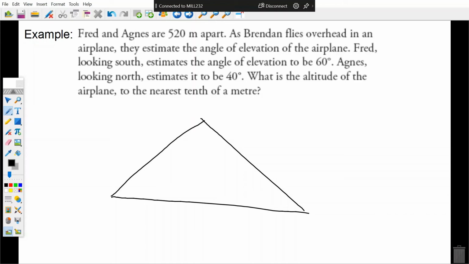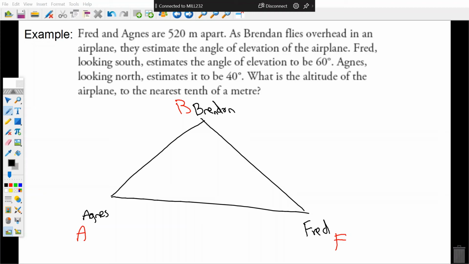They say Fred is looking south, so I'm going to put Fred over here. And Agnes is looking north. She's over here. And Brendan is up in the plane. Okay? So we'll label these three sides A, F, B to go with their names. Okay?